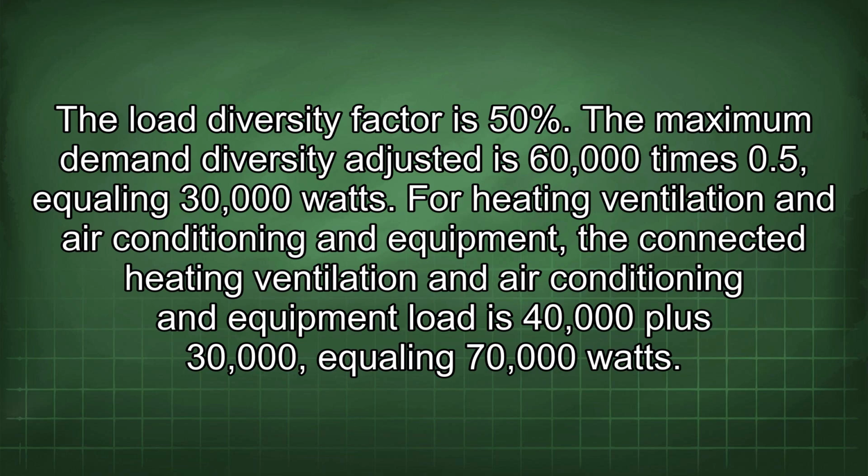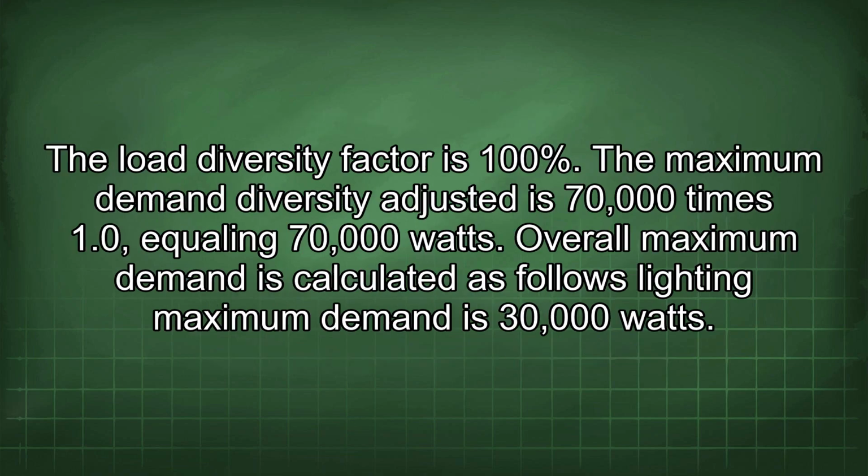For heating, ventilation and air conditioning and equipment, the connected heating, ventilation and air conditioning and equipment load is 40,000 plus 30,000, equaling 70,000 watts. The load diversity factor is 100%. The maximum demand diversity adjusted is 70,000 times 1.0, equaling 70,000 watts.